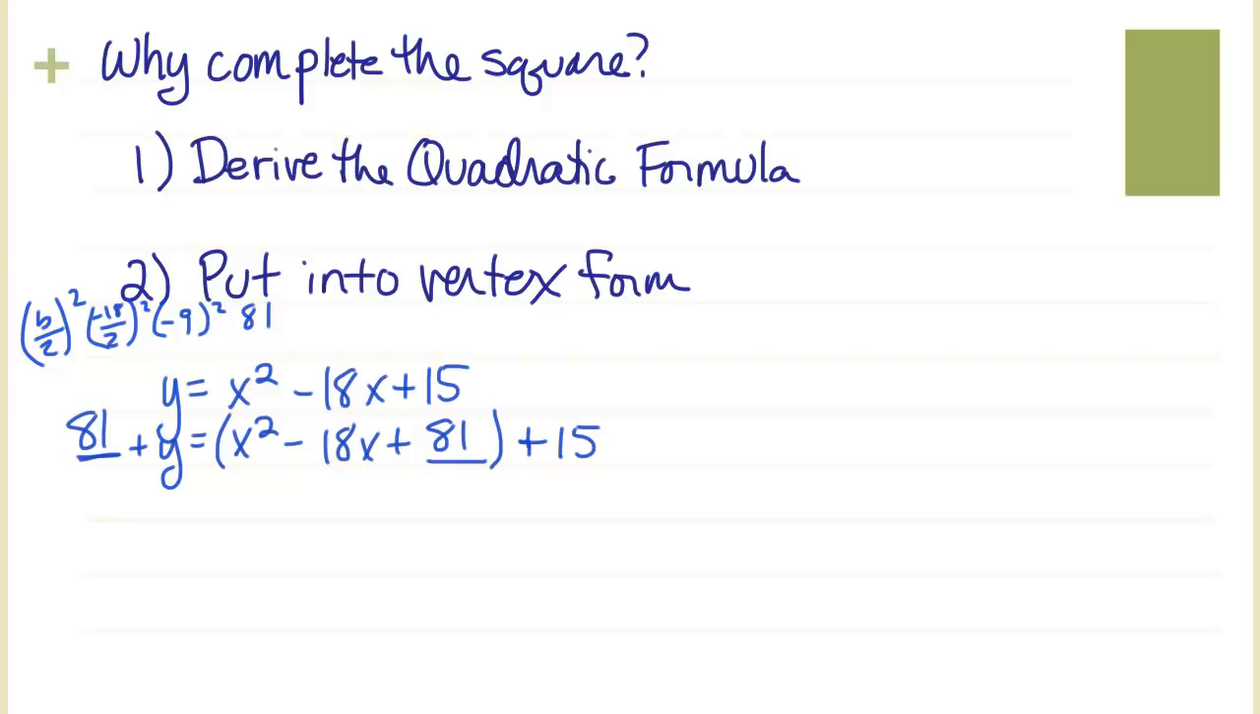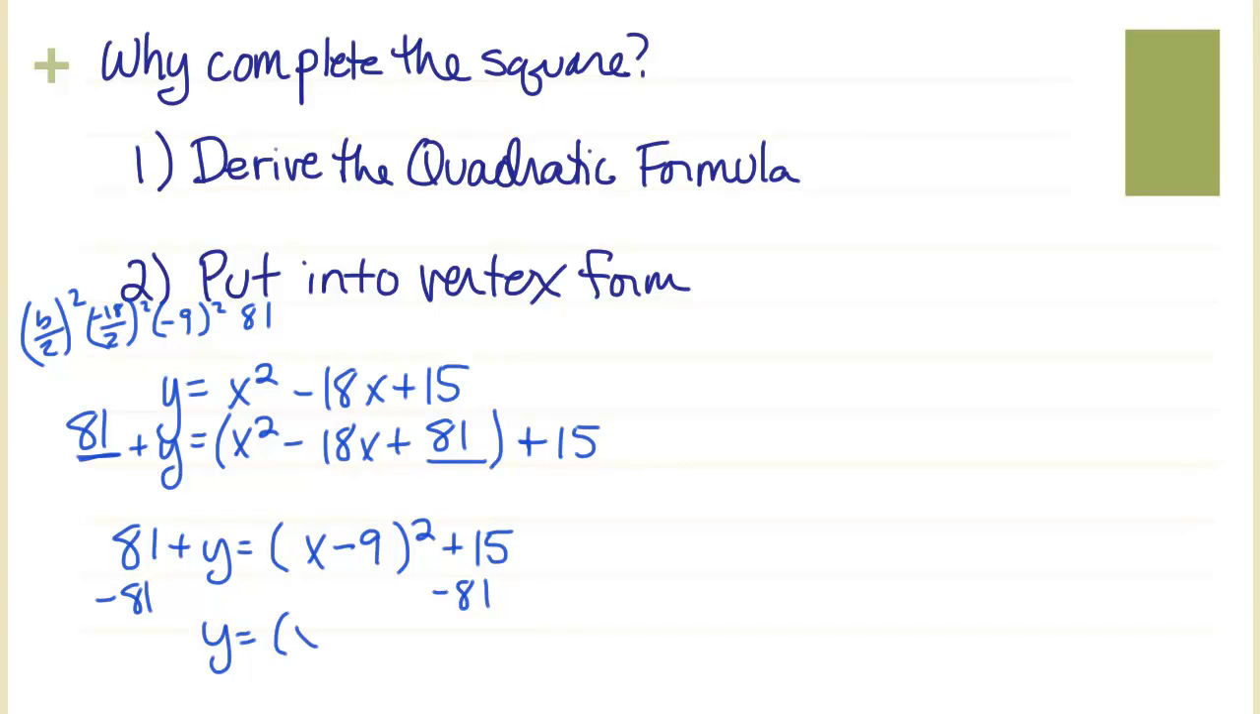So we've got 81 plus y equals, now that we have a perfect square trinomial, that factors really nicely, and you start to see why we call this a good way to put it into vertex form, because we're really close to vertex form. What's the only thing that makes us not in vertex form? That renegade 81 over there. So we're just going to subtract that 81, and we have y equals x minus 9 squared minus 66. And there we are in vertex form.